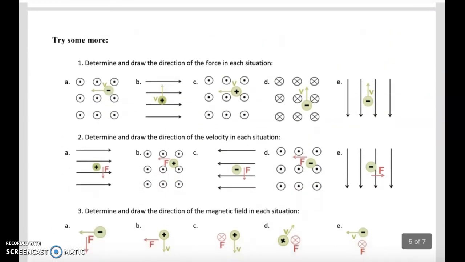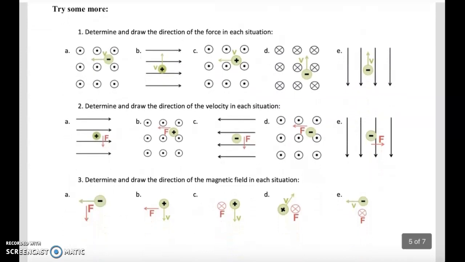Okay, I have several more examples for you. For these examples, I would first like you to draw the direction of the force. Then I would like you to draw the direction of velocity. And finally, I'd like you to draw the direction of the magnetic field. Go ahead and give this a try. Pause the video here and come back to check your answers.